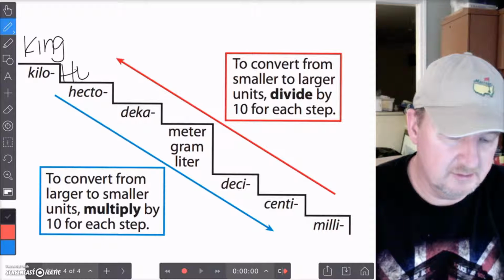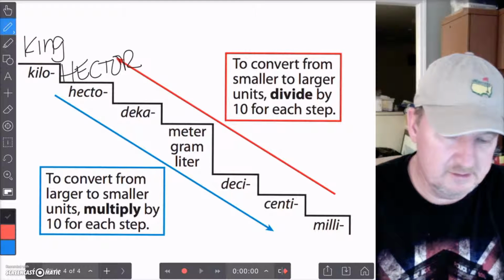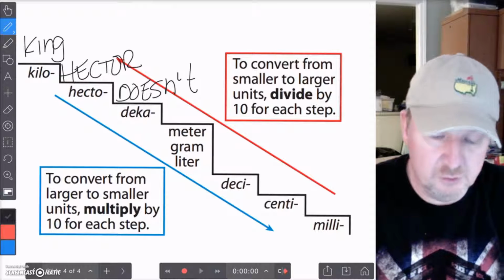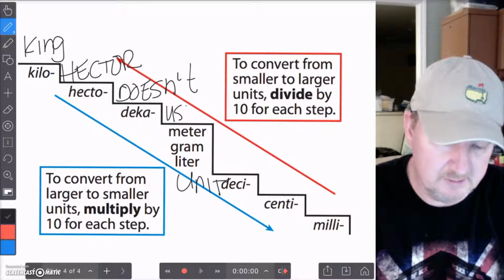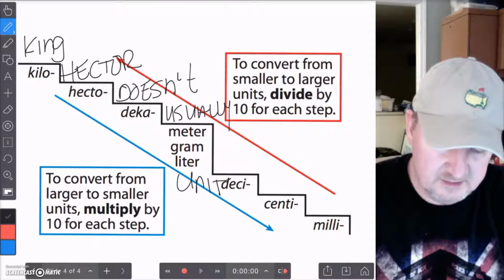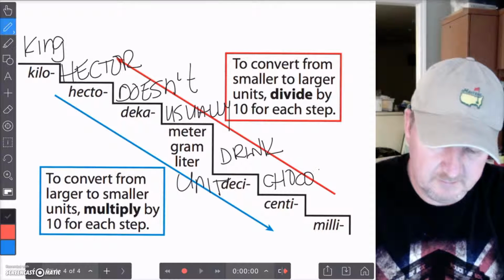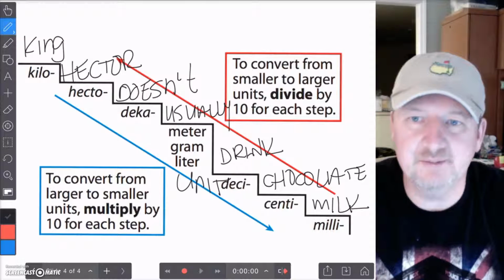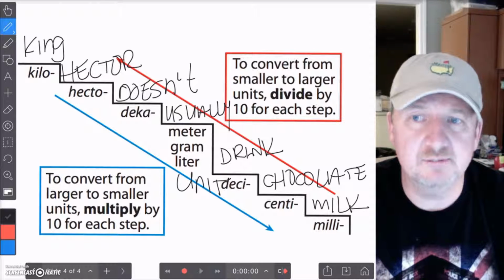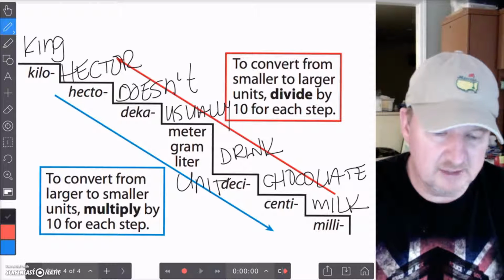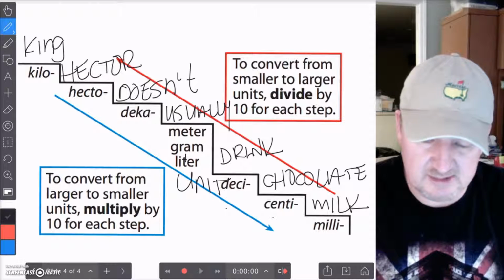King Hector doesn't, usually, and I'm getting the U because this is my unit rate, my units right here, all right, so usually, then D is drink, and then C is chocolate, and then M is milk. Okay, so that's a quick little way to remember the order of your metric prefixes and units. So you have kilo, hecto, deca, your units, and then deci, centi, and milli.